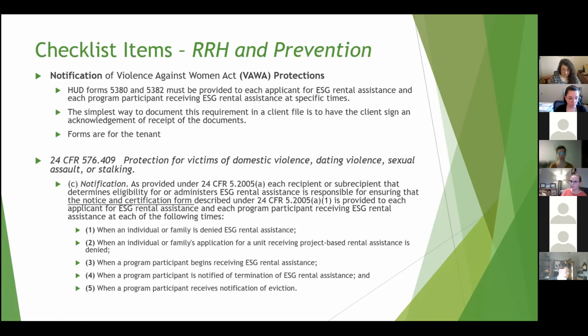So at intake, when they start receiving EHH assistance, they receive a copy of these forms. And then if they are involuntarily terminated, or if they receive an eviction notice from the landlord, they're provided them again. This doesn't have to be a physical form. You could email it to them. And because the forms are several pages, instead of having the entire form signed saying they got it, you could have something that says, I, the client, confirm that I received this form.